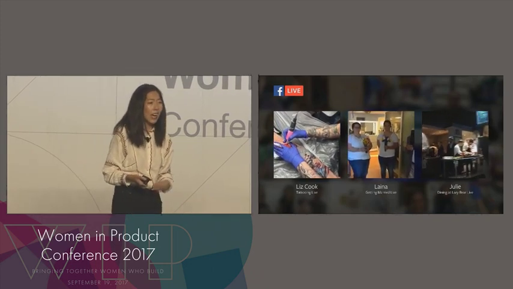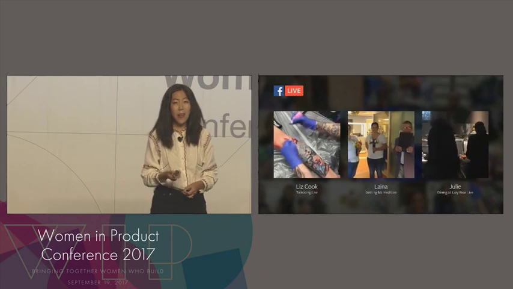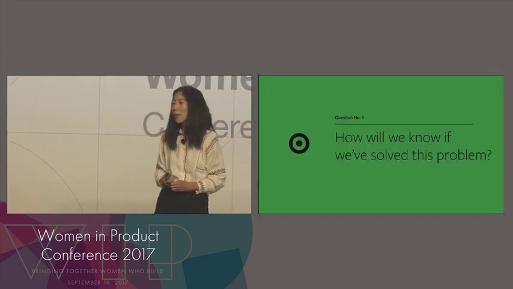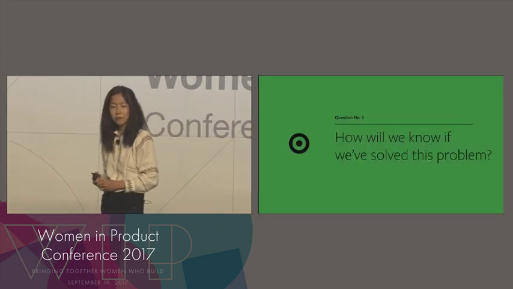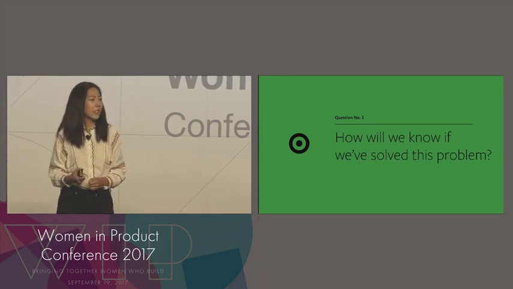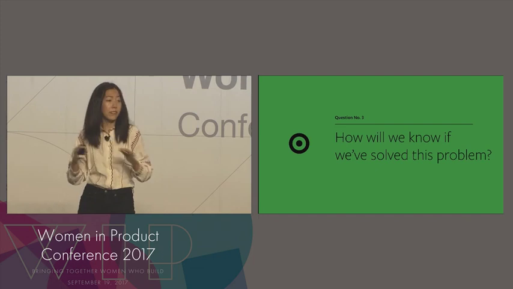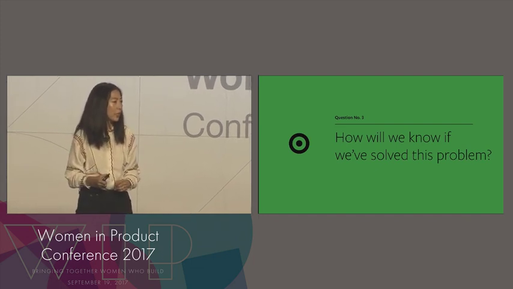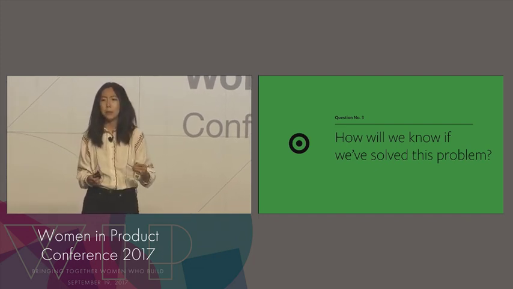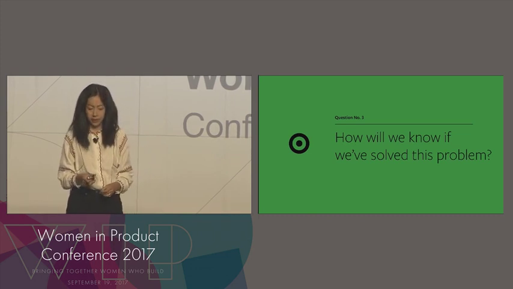So that's the second question. How do we know this is a real problem? The third question is, how will we know if we've solved this problem? What will be different in the world if we waved a magic wand and then everything went perfectly? What's going to be different in 2 or 3 years? What's actually different about people's experiences, or their mental models or their behavior?